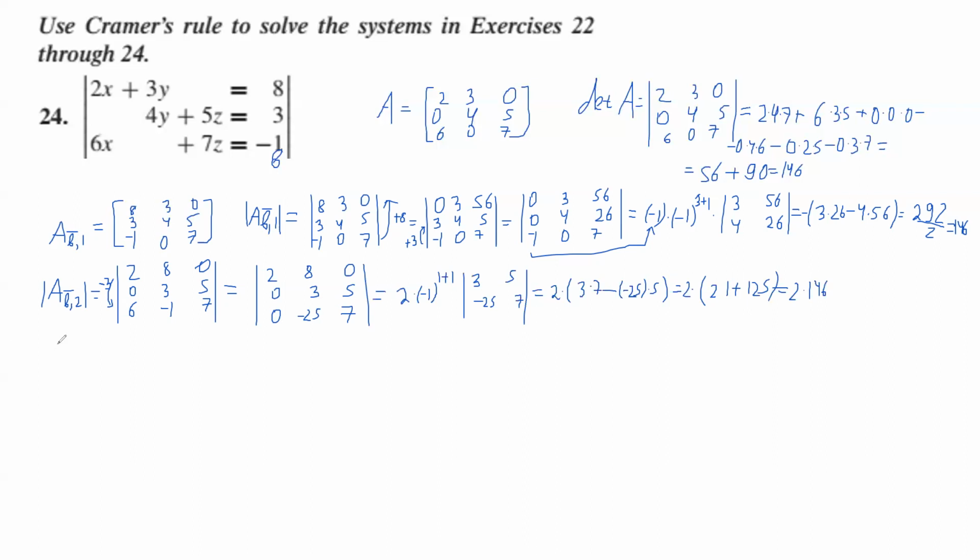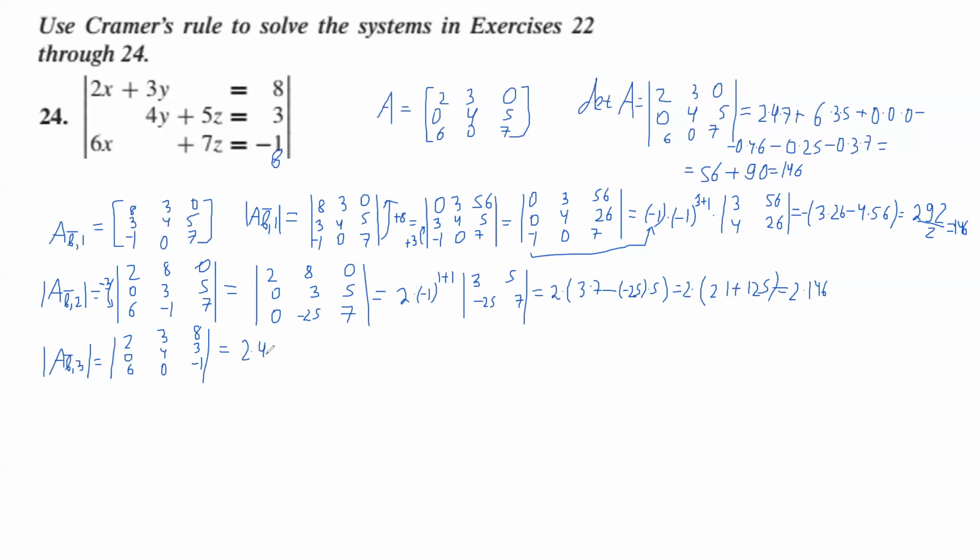Now I can calculate the determinant when I substitute B instead of the third column in matrix A. So the first column will be 2, 0, 6, the second column 3, 4, 0, and the third column will be 8, 3, minus 1, which is B. So here I can just use the formula.